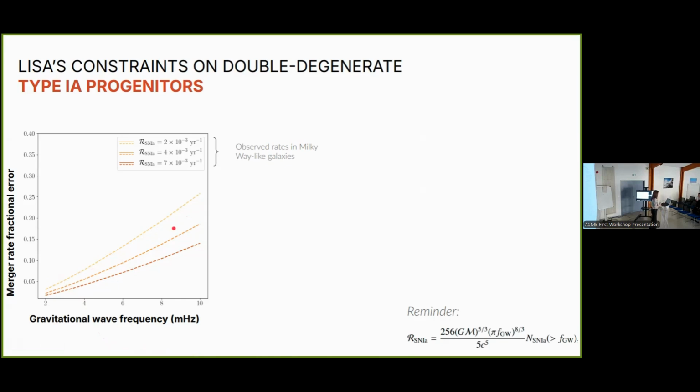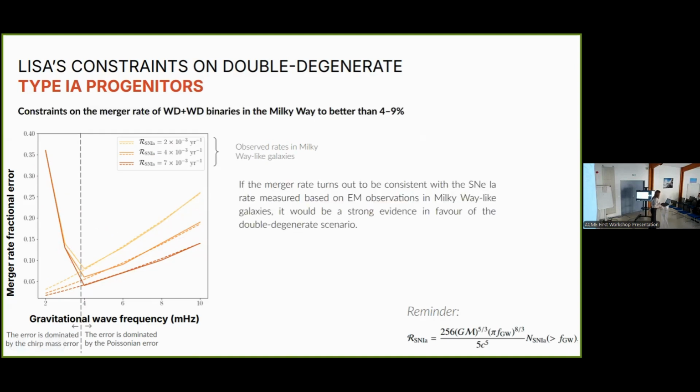We have fewer binaries at higher frequencies, and so our errors there are larger. And if we add, of course, on top of that the measurement of the chirp mass, which dictates when the binary will merge, we have these solid lines. At around 4 millihertz or so, we have a sweet spot where we can measure merger rates to a few to several percent. And the idea is if that is comparable to type 1a rates in external galaxies, that would be a strong indication that this is a double degenerate scenario.